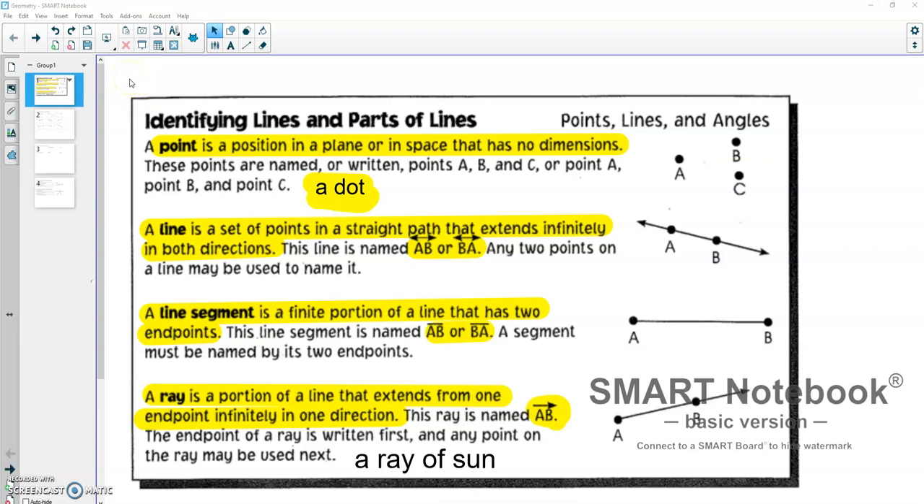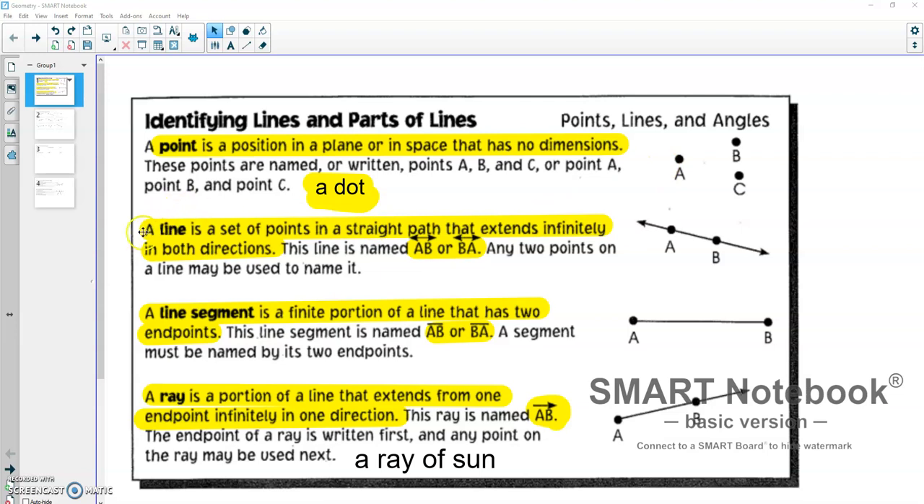So the first thing is a point. And the definition of a point is a position in a plane or in space that has no dimensions. And I wrote right here, it's a dot. So wherever you see just a dot, that's a point. I think we all know that.